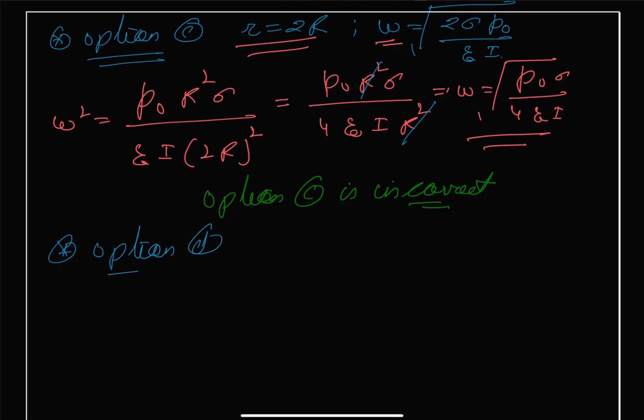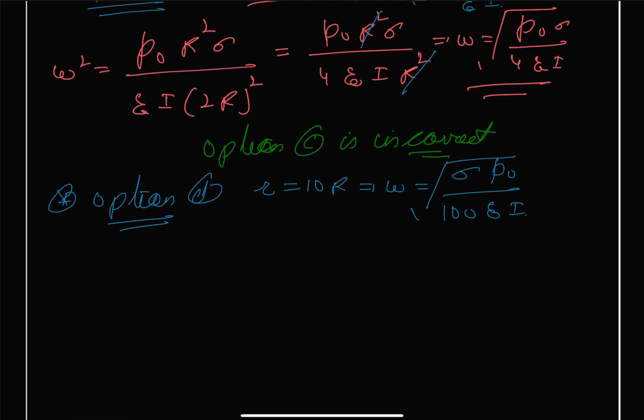Option D states that when small r is equal to 10r, we should be getting our angular frequency equal to sigma p naught, and this comes as the square root of 100 epsilon naught multiplied by r I. So similarly, we are going to find out our omega square by plugging in r is equal to 10r. So we get omega square is equal to p naught r square sigma, and we have this as epsilon naught I, and this comes as our 10r whole square.